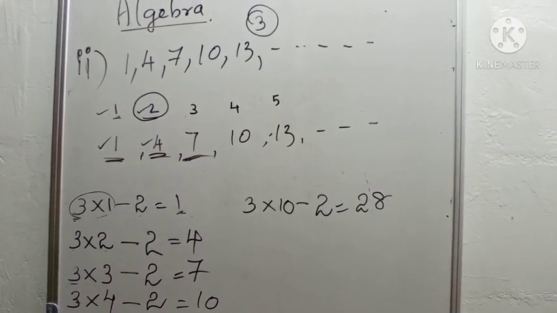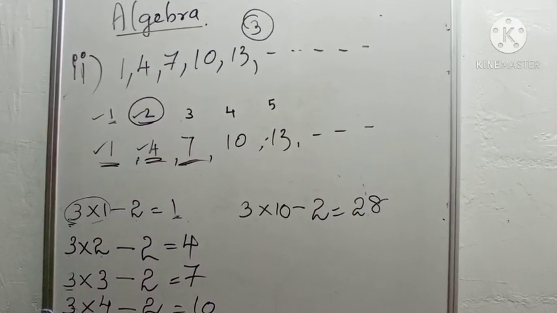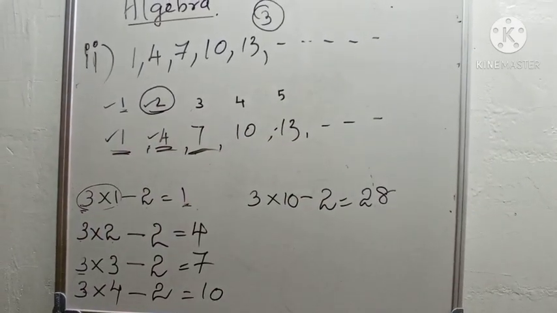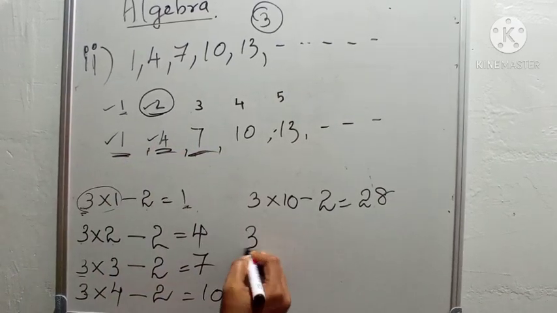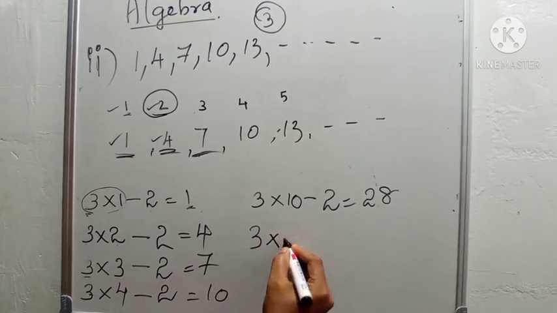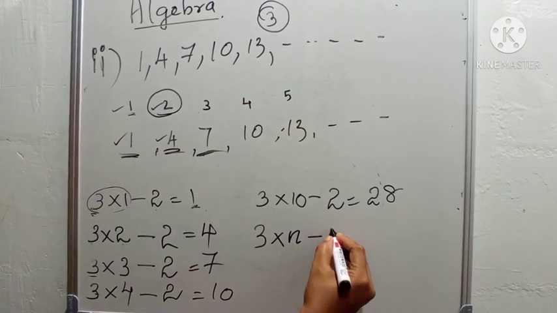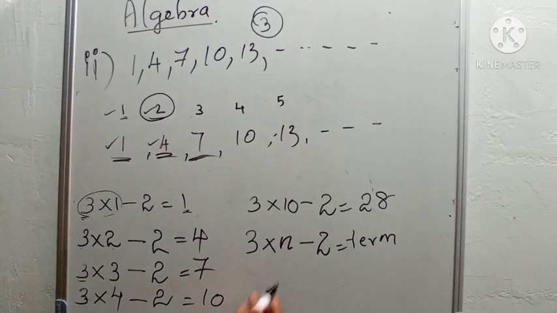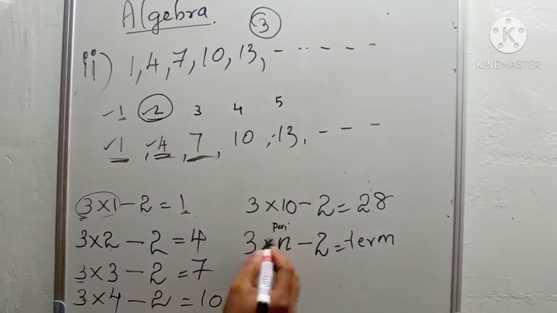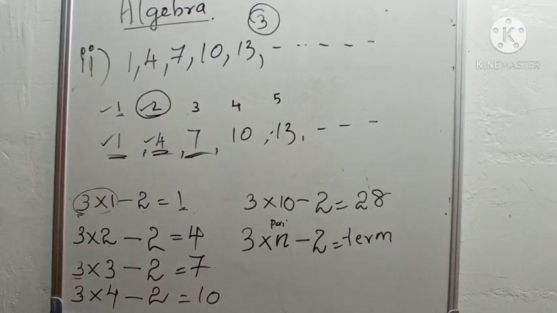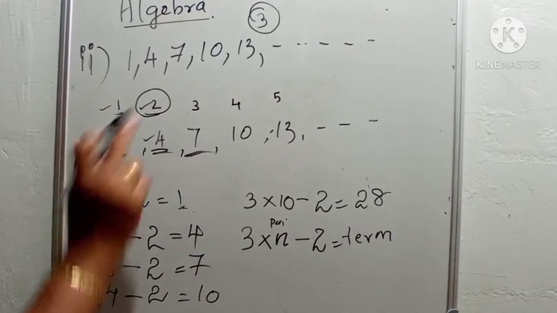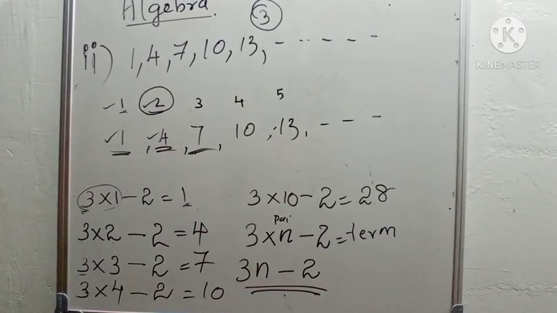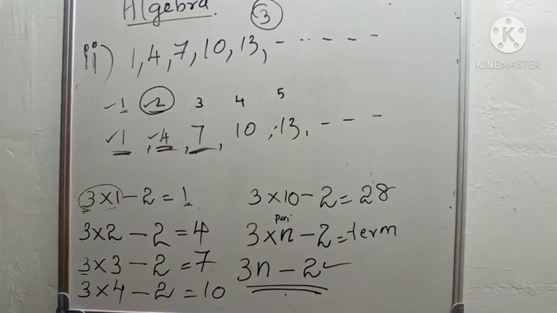Then how do we write the relation between the term and the position? All the terms of this sequence and their positions are related this way: 3 into position minus 2 is equal to the term. Or we can write the algebra of this sequence as 3n minus 2. So this is the algebra of the sequence.